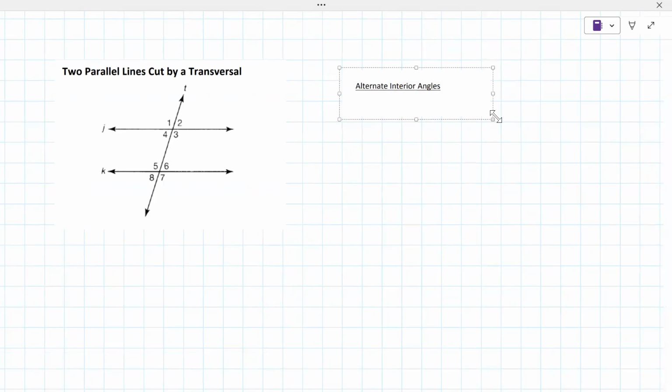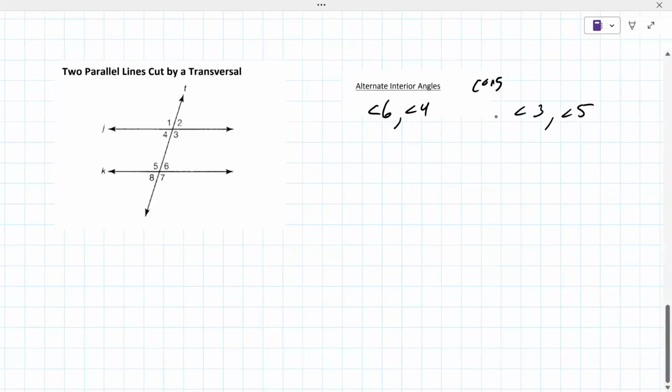Would that be like 6 and 3, and 5 and 4? They have to alternate over the transversal. Would it be 6 and 4? Yes, angle 6 and angle 4, exactly, and angle 3 and angle 5. And these are again congruent. That's important. You have to know in geometry whether things are congruent or whether they are adding up to something.